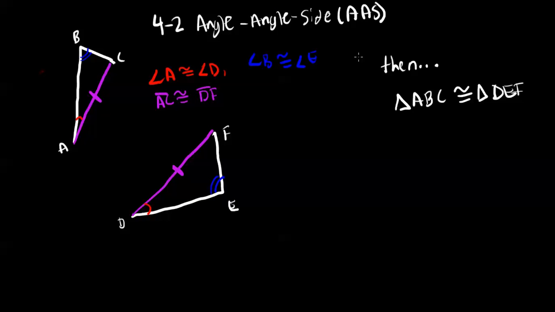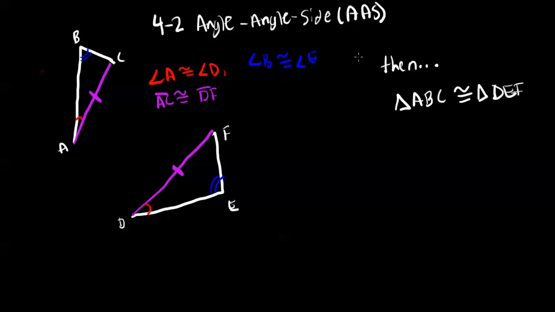The next theorem we're going to look at is theorem 4.2, angle, angle, side. The short form would be AAS theorem. So the theorem states that if two angles and a non-included side of one triangle are congruent to two angles and the corresponding non-included side of another triangle, then the triangles are congruent.